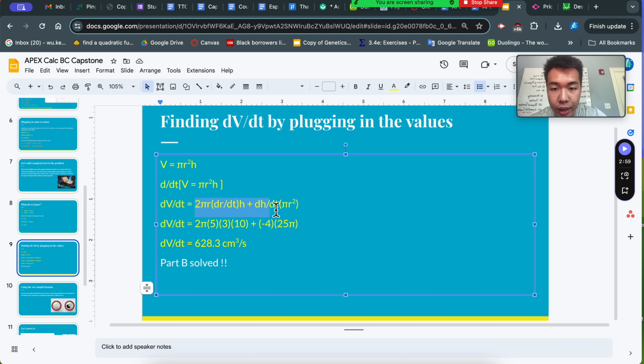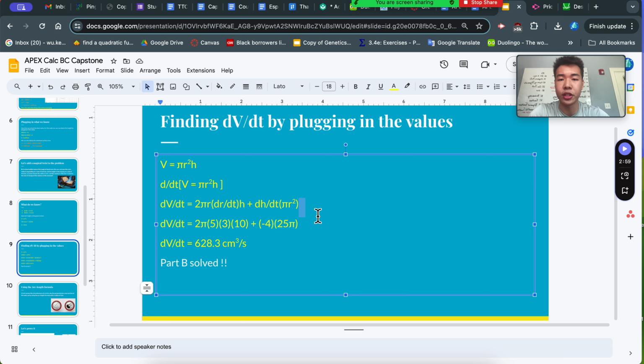Okay, by the way though, here is some implicit differentiation, right? Because you're differentiating everything in terms of t. So when you're done with the 2 pi r, you want to make sure to have the dr/dt afterwards, and the same applies to the h. And of course, you have everything.